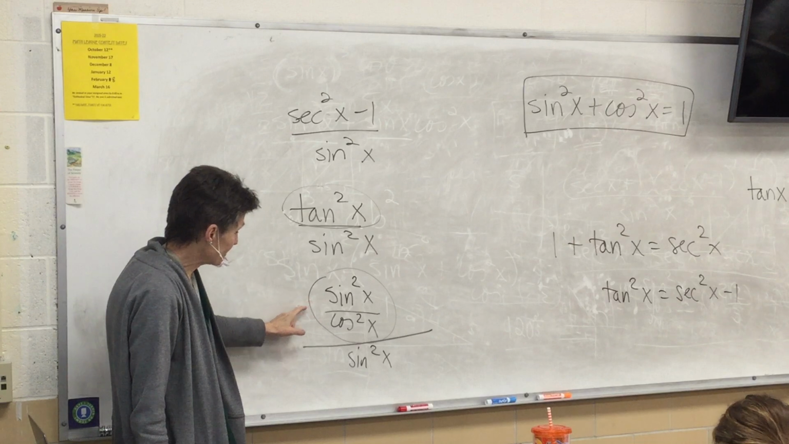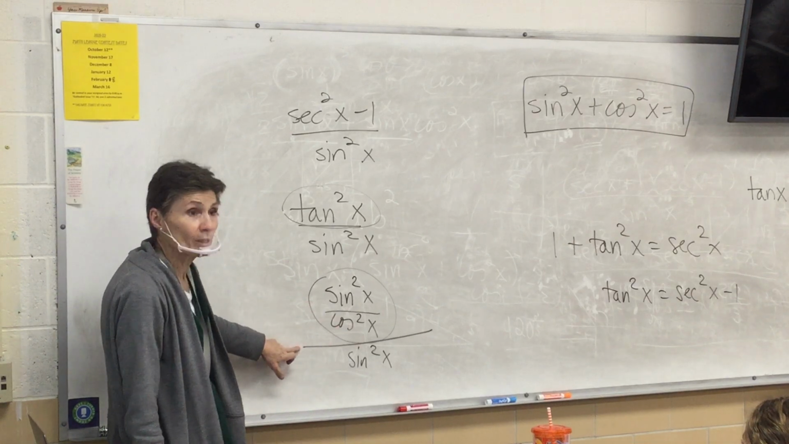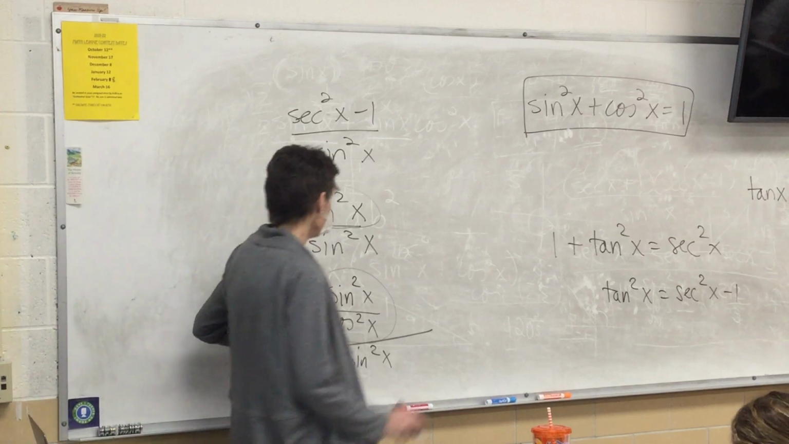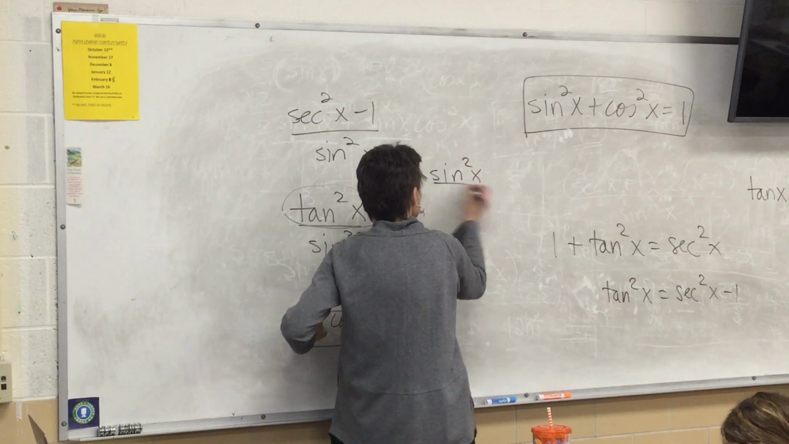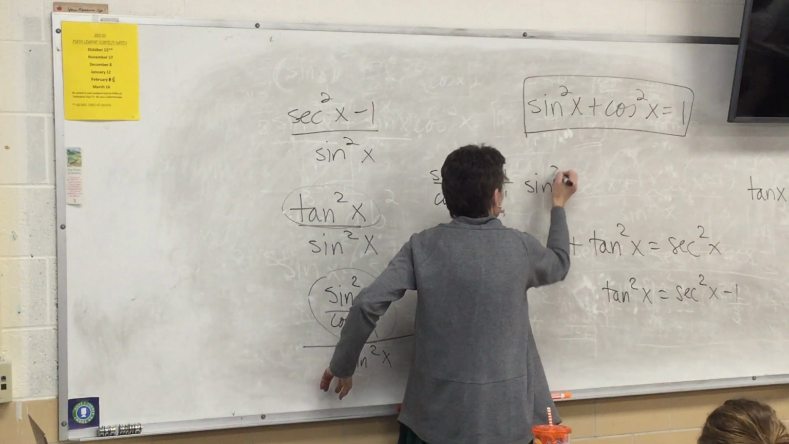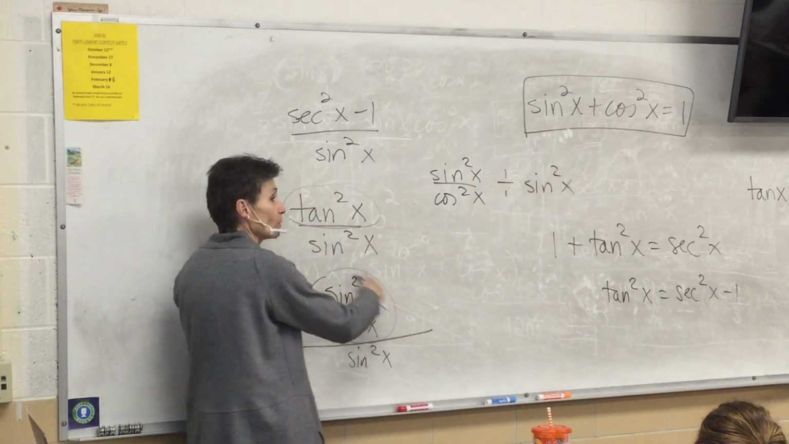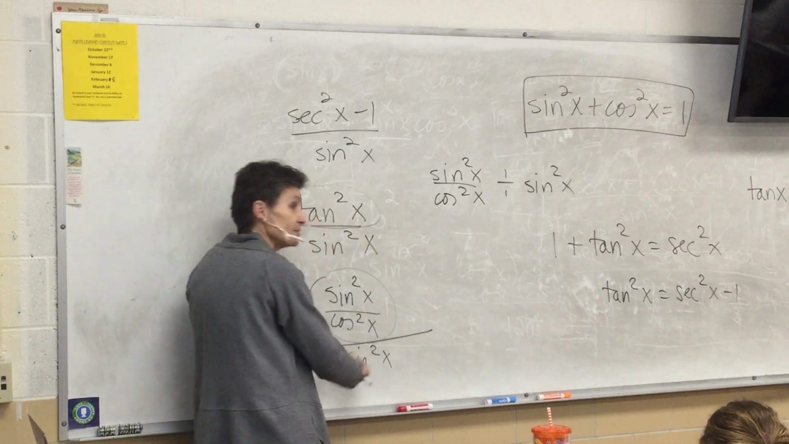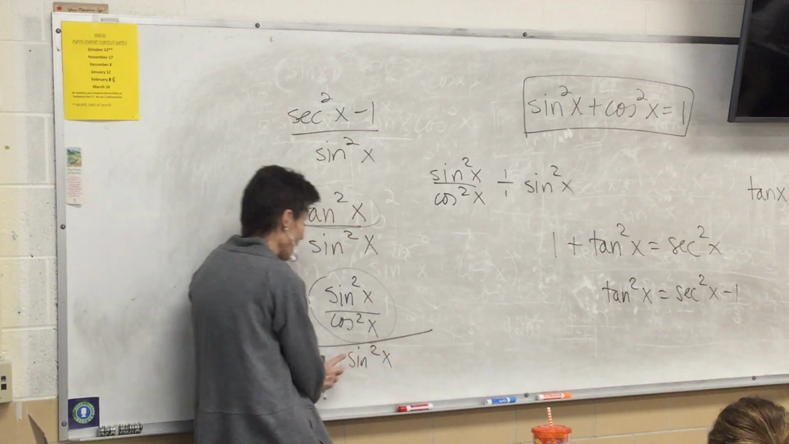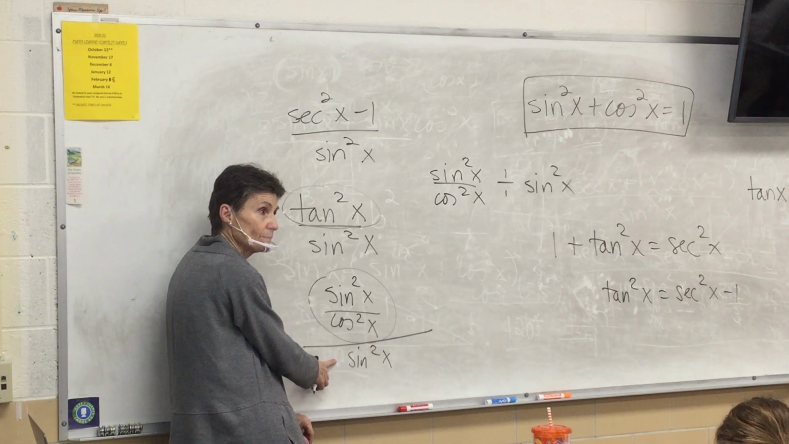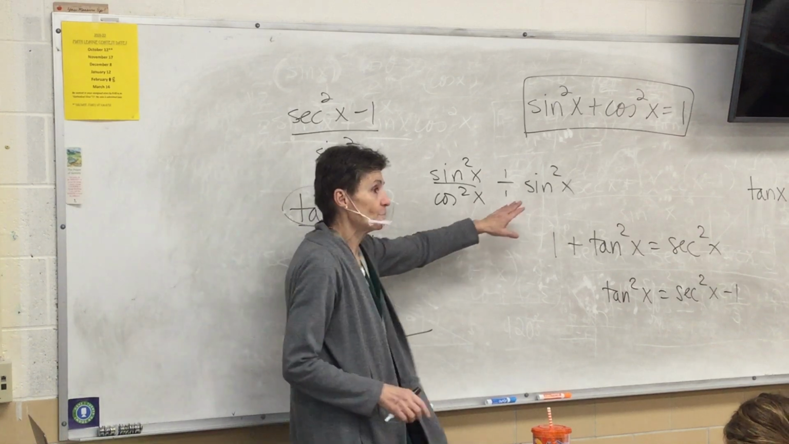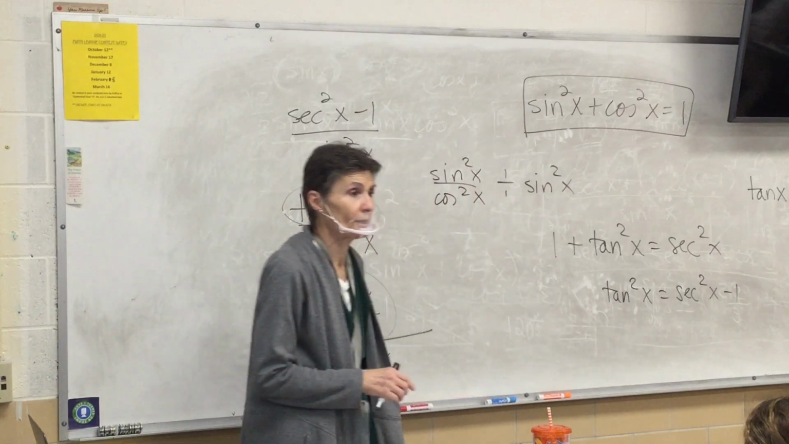Now, would you agree that this, it's a big giant fraction, but is it really a division problem? Yes, it is. It's a division problem. It's sine squared over cosine squared divided by sine squared. This is the numerator divided by the denominator. So it's this fraction divided by sine squared. Now, how do I divide when fractions are involved? What do I have to do when I'm dividing by fractions?